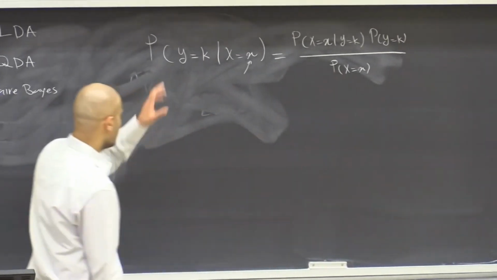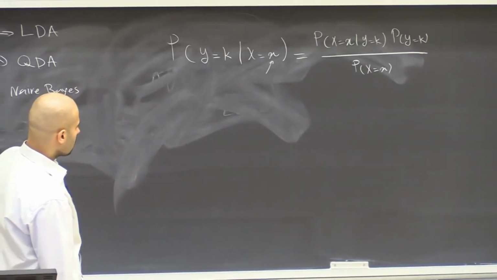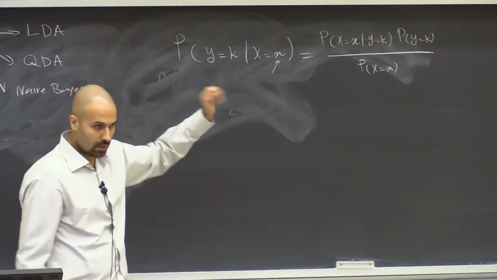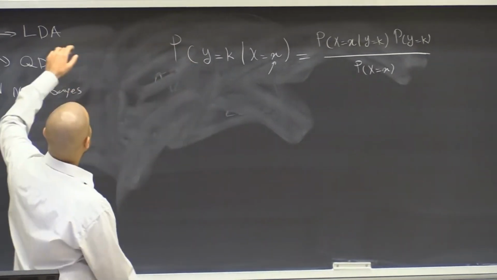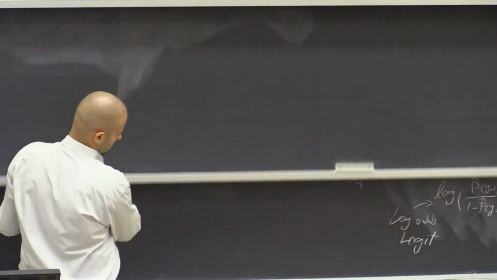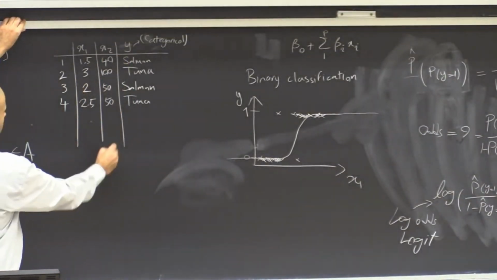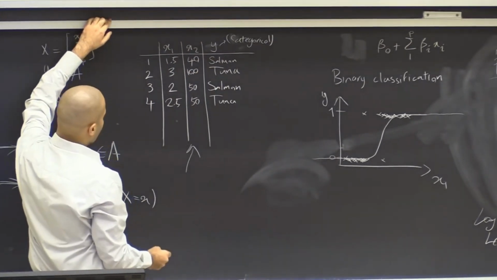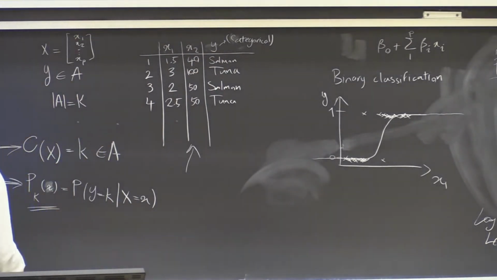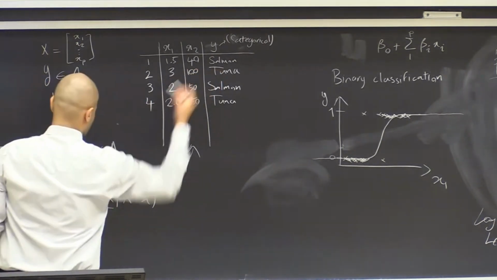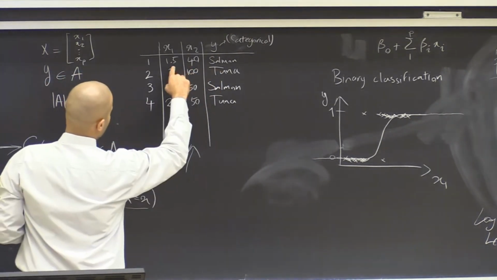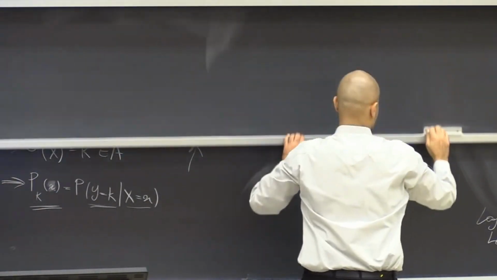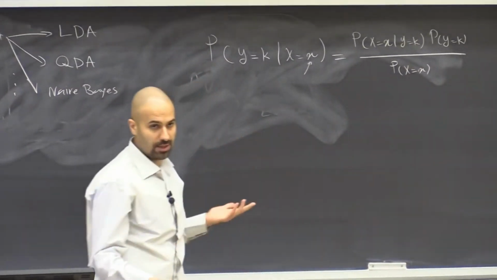Let me first give you an idea about what's going on here. We want to predict the probability that a fish is salmon and not a tuna, right? So the data set that we have is this: we have some x1, some x2, and some y, and we want to estimate the probability that some fish is a certain type, for example, salmon, given that its length is 3 meters. So what we're going to do is check how common it is for a salmon to be 3 meters.